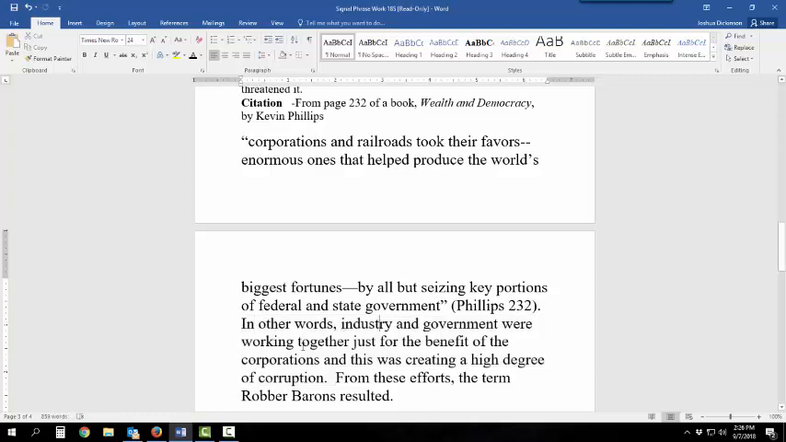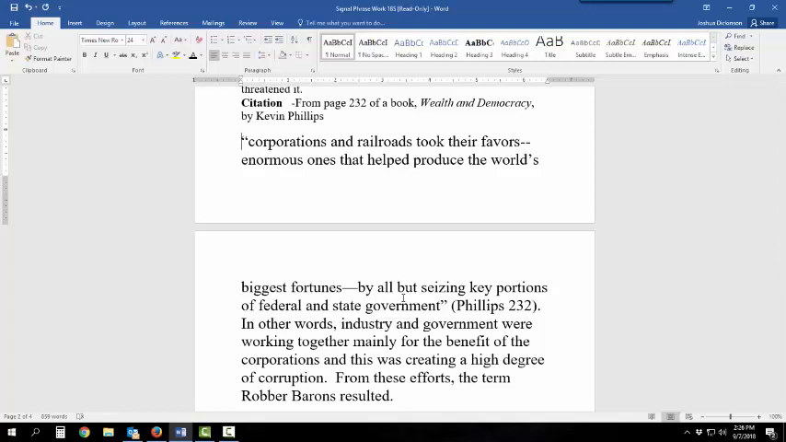In other words, industry and government were working together just for the benefit of corporations. Now, maybe it's not just for the benefit, maybe mainly. That's interpretation. We're doing this as writers do. We're not going from the start to the end. We might do the signal phrase last.